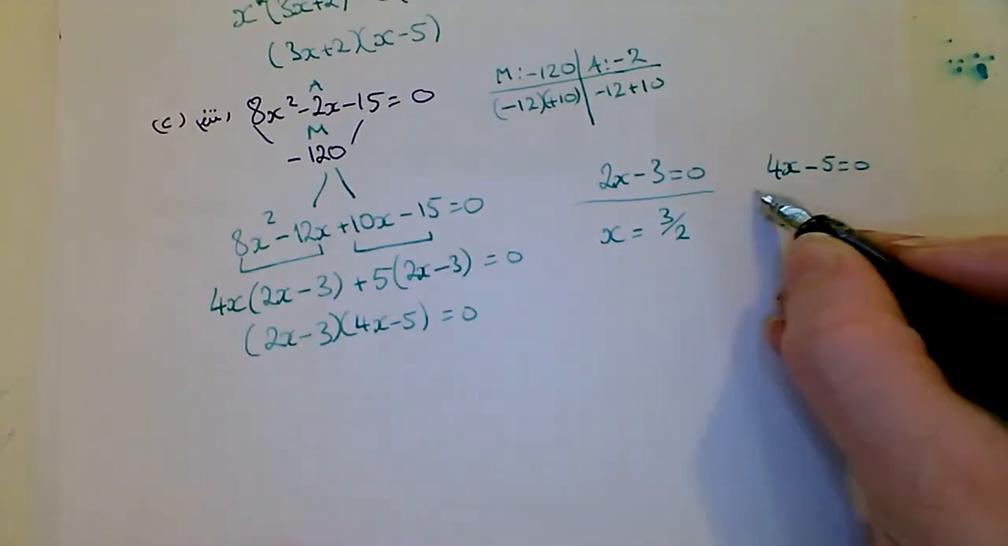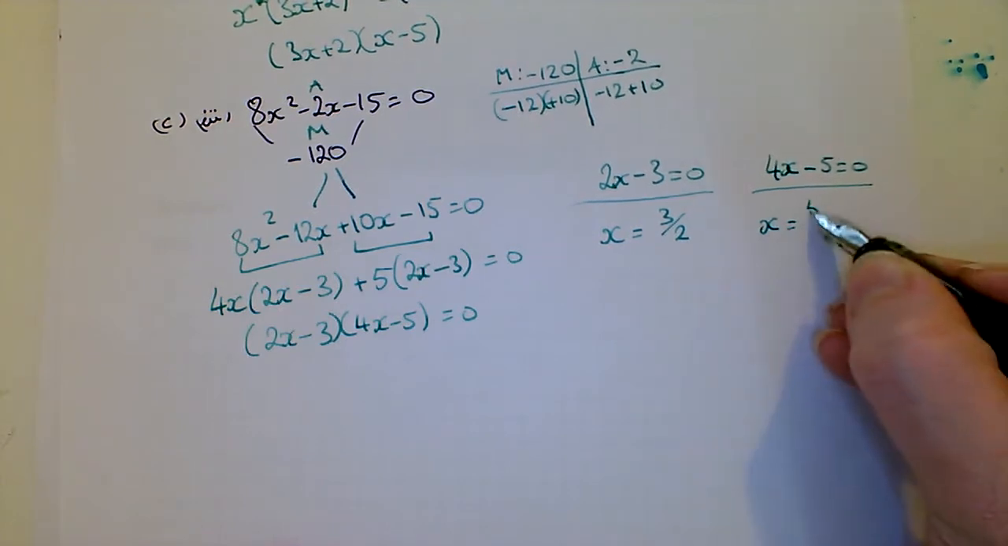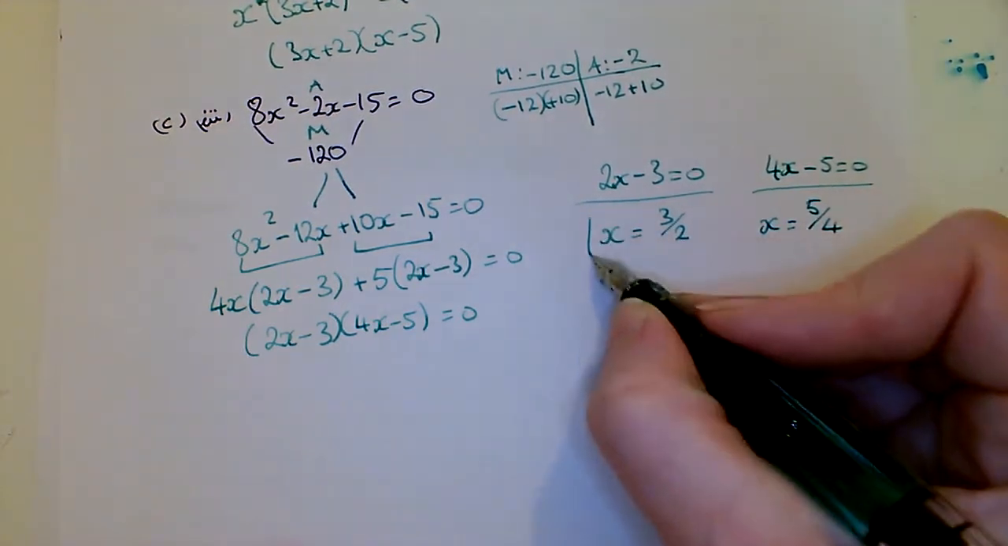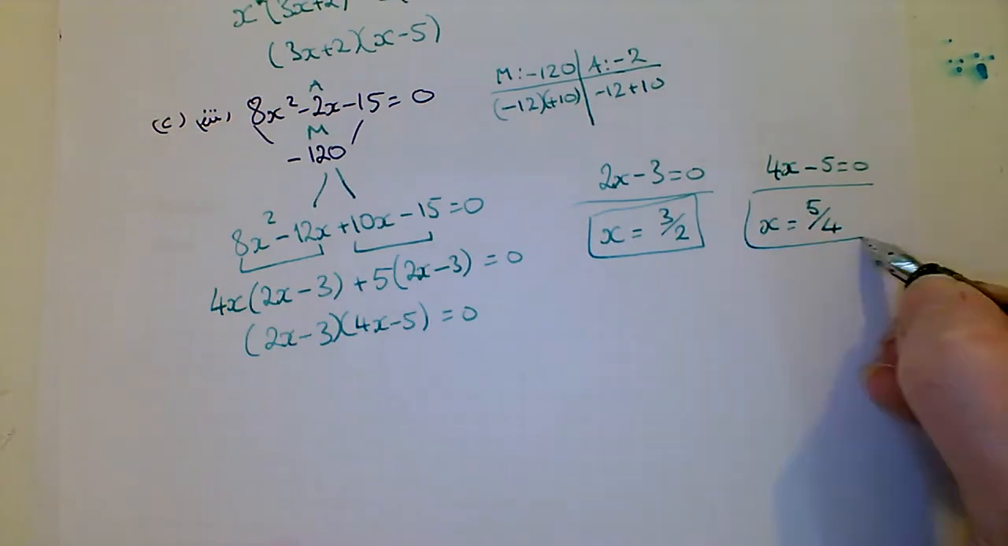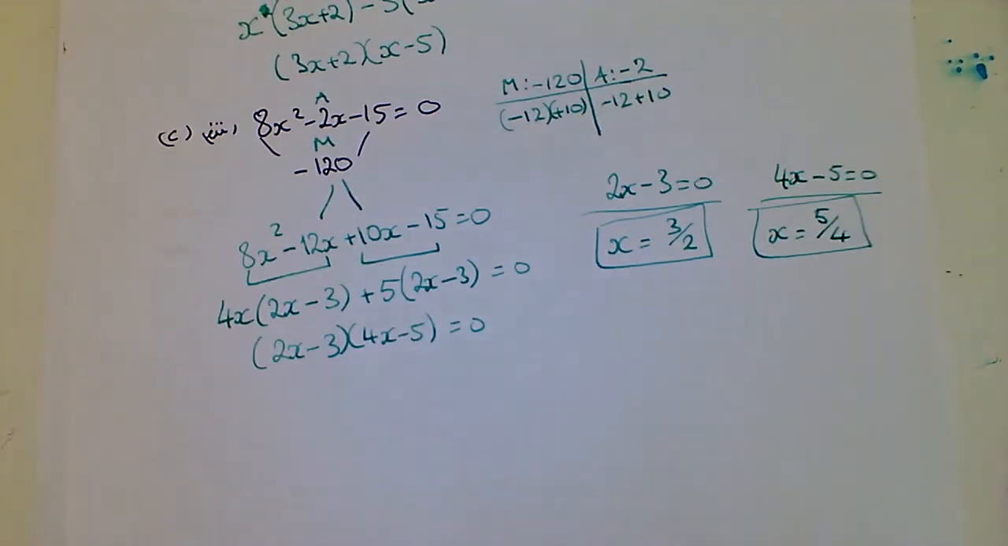Or 4x minus 5 is equal to 0, in which case x is equal to 5 over 4. You can write these as decimals, 1.5 and 1.2, but there's no need to. Once you have them as fractions, you can just leave them like that.